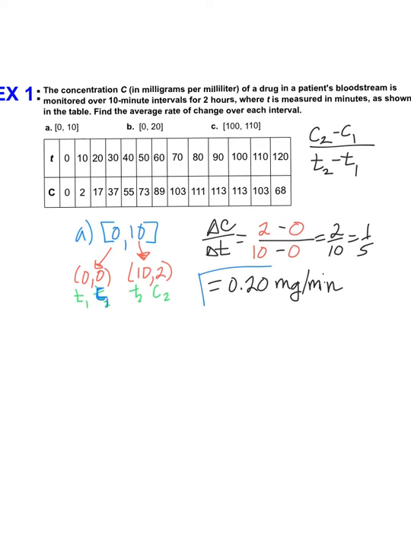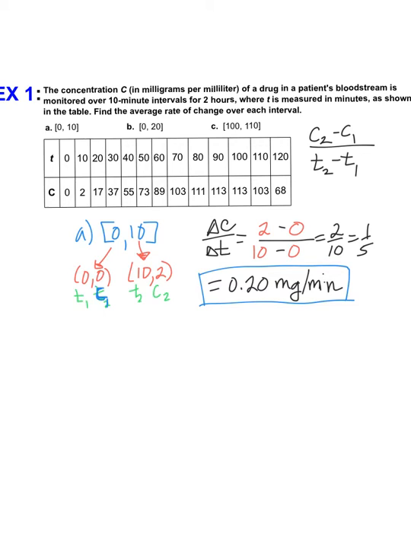So this is our first solution. Between the interval from 0 to 10, our average rate of change is 0.2 milligrams per minute. That means, because it's a positive value, that the concentration of this particular drug in this person's blood system has gone up. So it's increased because it's a positive value.